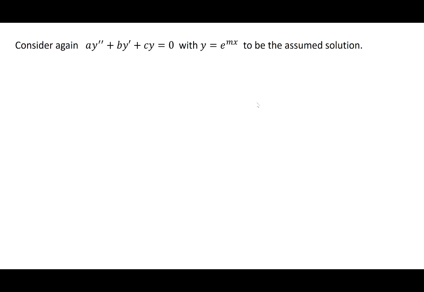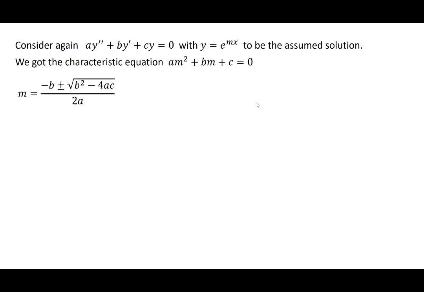Okay, with the assumed solution, we got the characteristic equation, and m equals negative b plus or minus the square root of b squared minus 4ac, over 2a. At this stage, if some of you who learned to sing that song wish to sing that song, please go ahead. Usually in a regular classroom, I would have some volunteer who would sing that song. I can't. I don't know it that well.